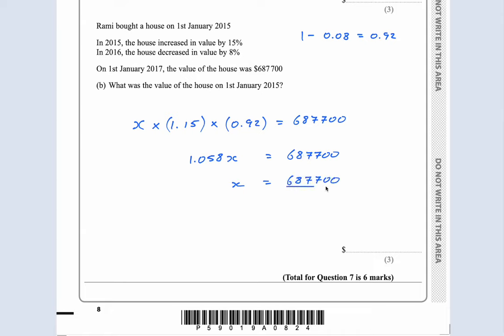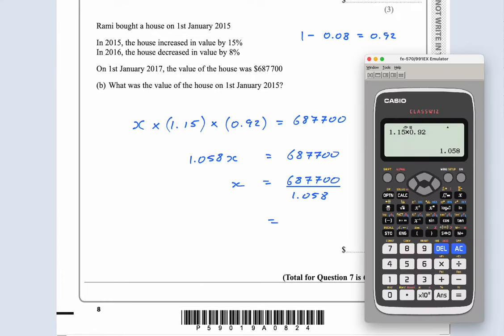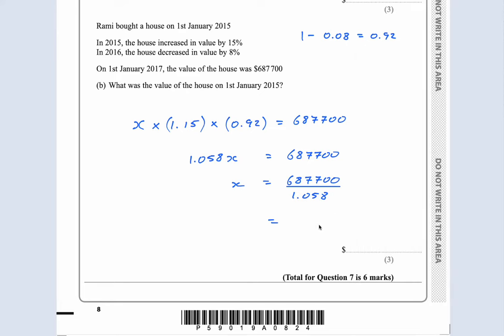X is equal to 687,700 divided by 1.058, which gives me $650,000. Okay, so that's, guys, look, that one's obviously not easy, but once you understand the multipliers, that's to increase, that's to decrease, then it's actually not too bad.